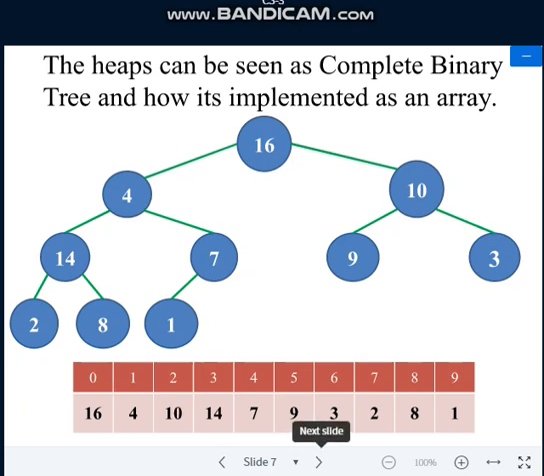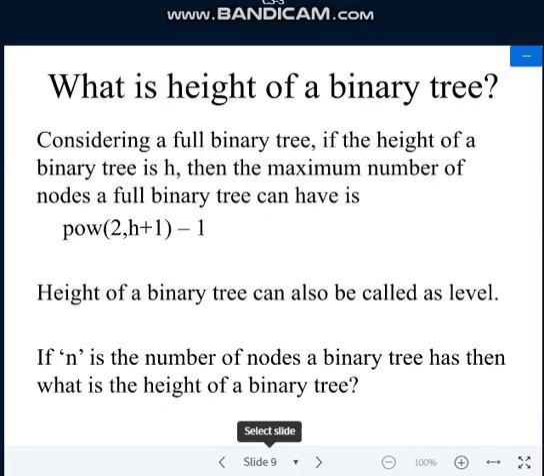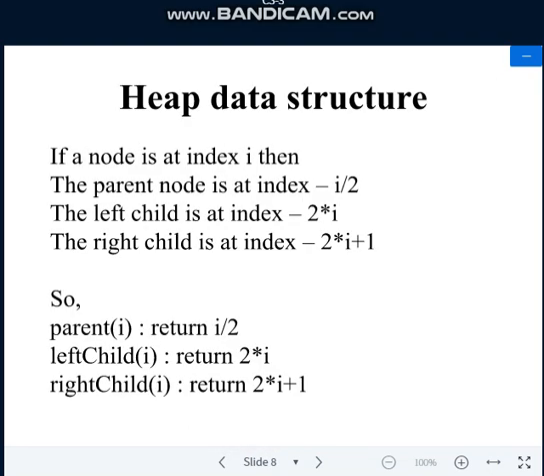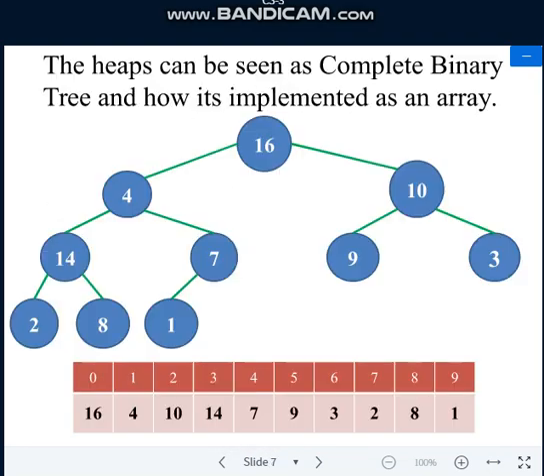Okay, so now what about the left child? For the left child, it says it is 2 into I. So what is the indexing of 7? The indexing of 7 is 4. 4 into 2 is 8. So what is at location 8? Okay, I'm sorry, the confusion is because of starting the indexing from 0.